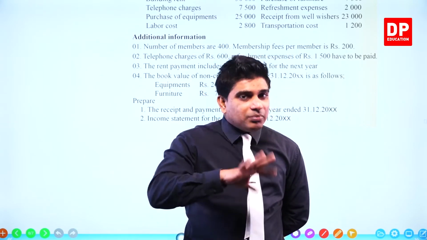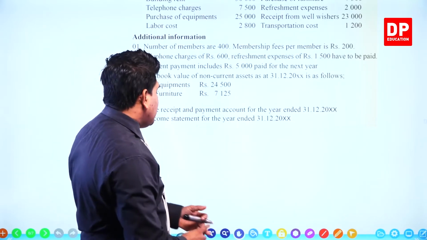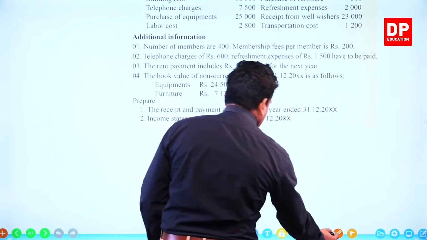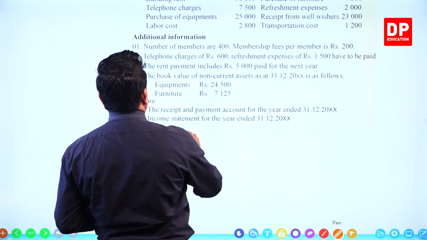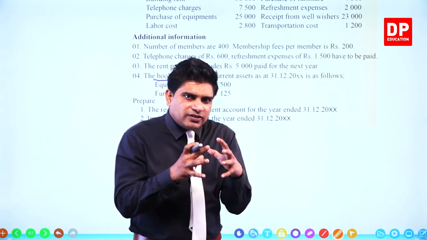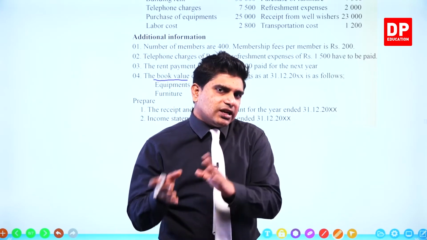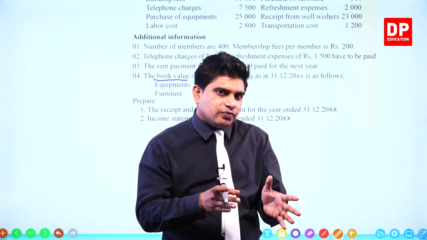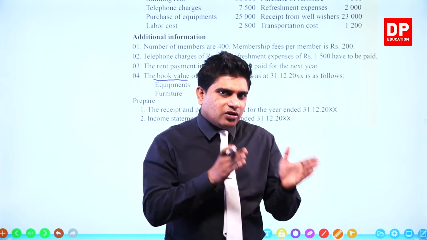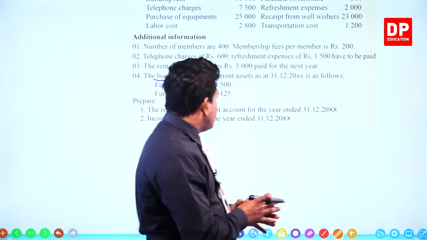But the problem is sometimes they will give the book value of the non-current assets. Book value means after subtracting the depreciation, the final answer is book value. What's the difference between cost and book value? It is the depreciation.